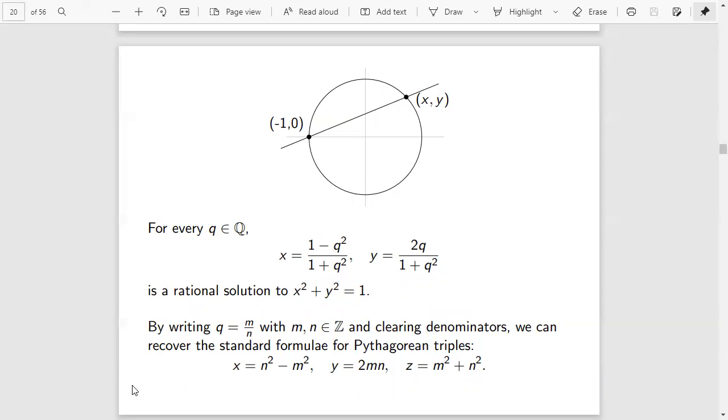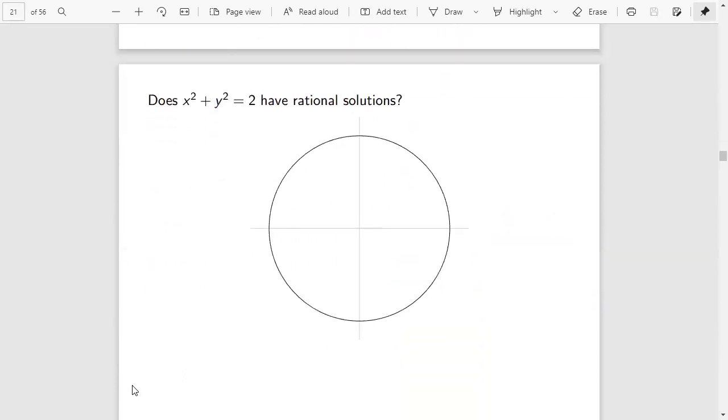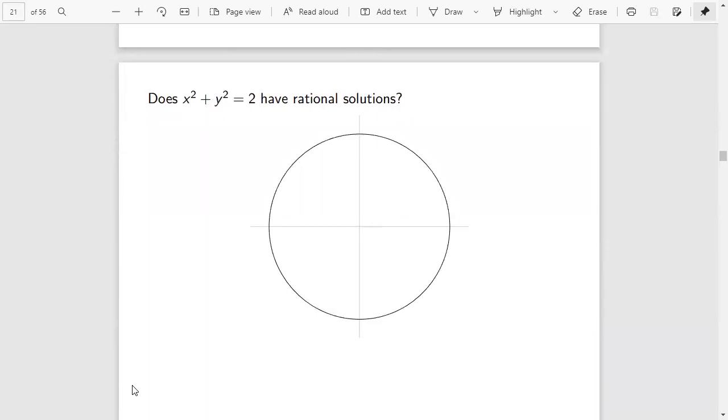That's one thing we can do with this unit circle. What if we look at a different circle? So what if we look at x squared plus y squared equals 2? Does this have rational solutions? Anybody think this has a rational solution? I'm seeing some nods.